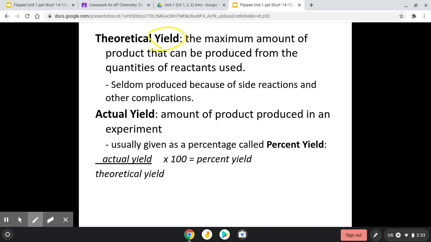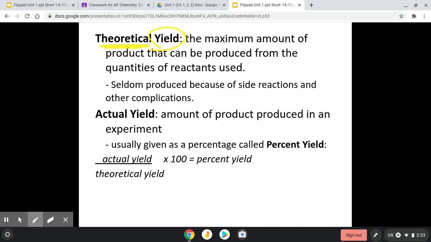So when something is yielded, it is made or produced. So automatically when they talk about a theoretical yield or an actual yield, you're always talking about products. You are never talking about reactants. Now, this term theoretical, we threw around when we were talking through limiting reactants and combustion analysis. So theoretical yield is what you possibly could make from any given quantity. It's not necessarily what you will make.